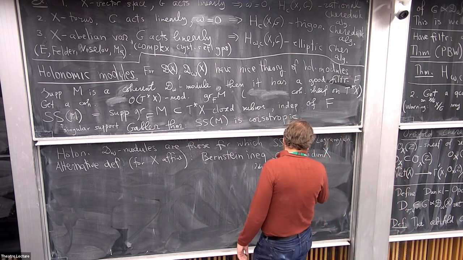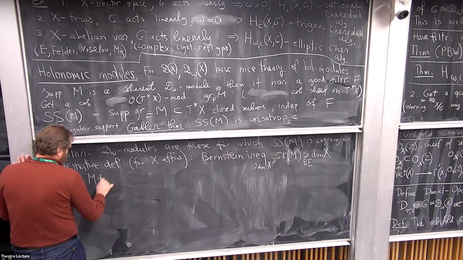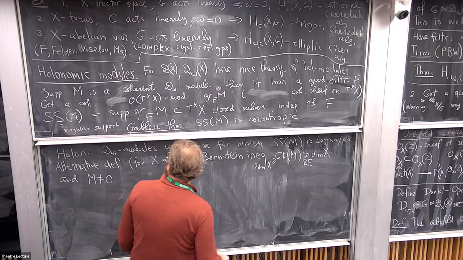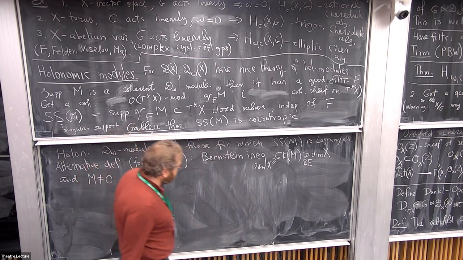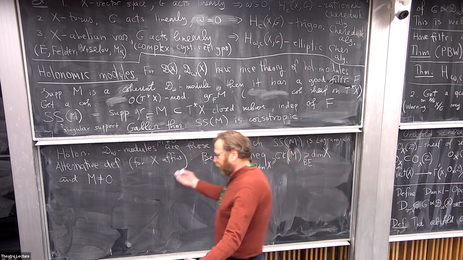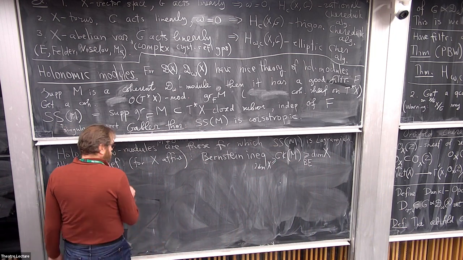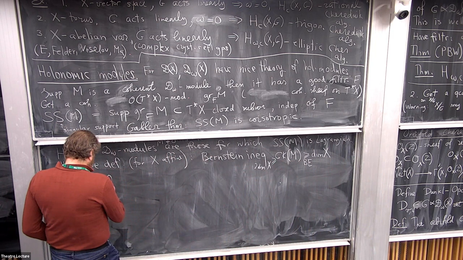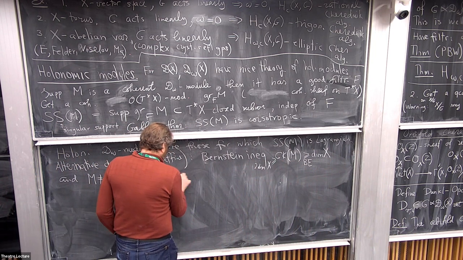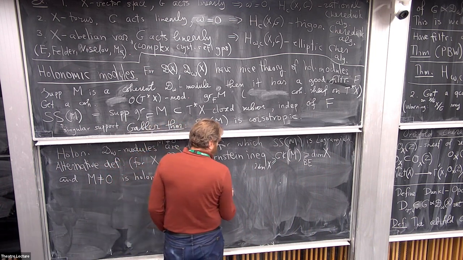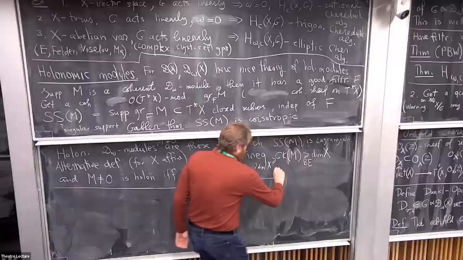And this is the Bernstein inequality. So maybe I should say holonomic D-modules: non-zero D-modules are defined by the condition that this is Lagrangian, but zero is also regarded as holonomic. So this inequality holds for M not equal to zero, and M not equal to zero is holonomic if it is exactly equal. And these definitions are equivalent.